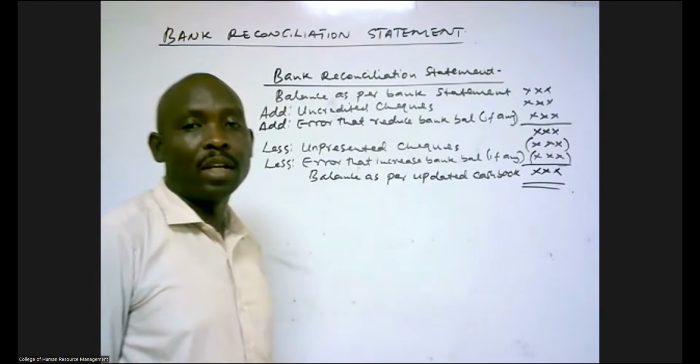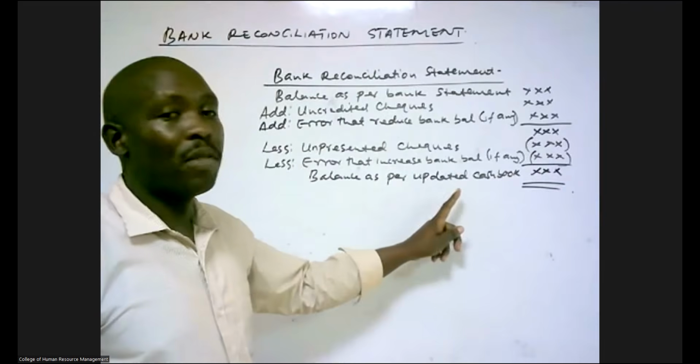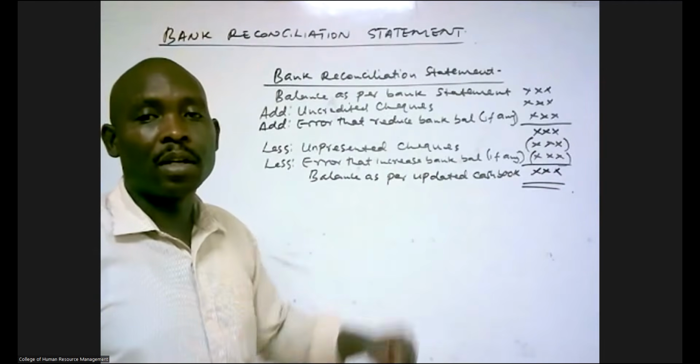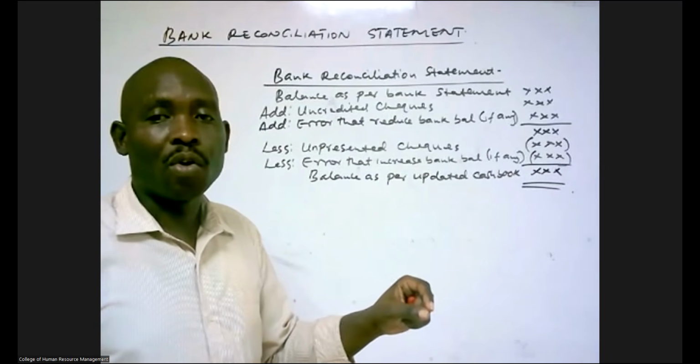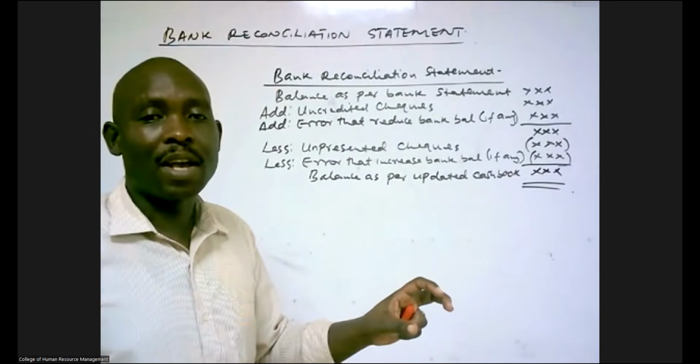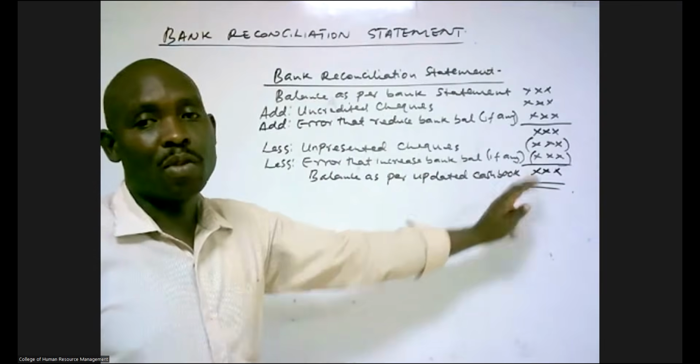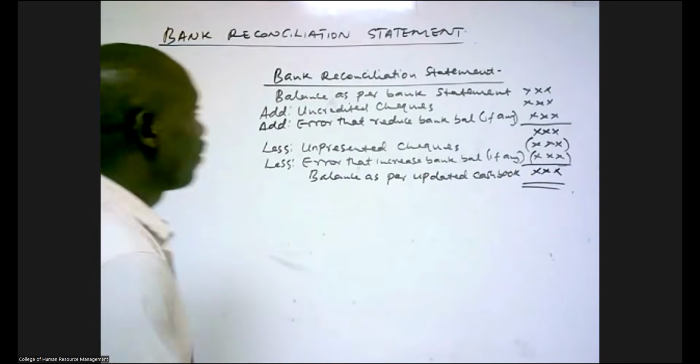Balance as per the updated cash book should be the same as when you prepared your updated cash book. There is that balance carried down that you arrived at, the balancing figure. That figure should be similar to this. That is the first case.